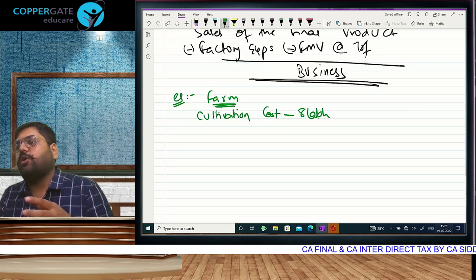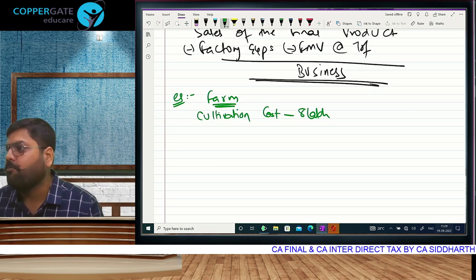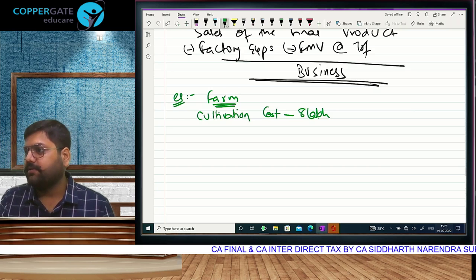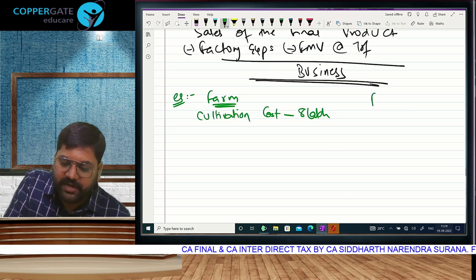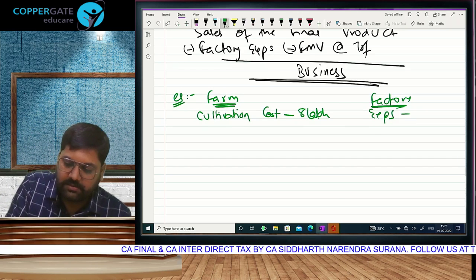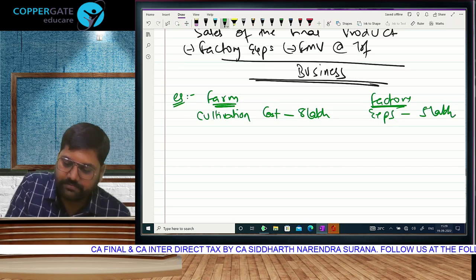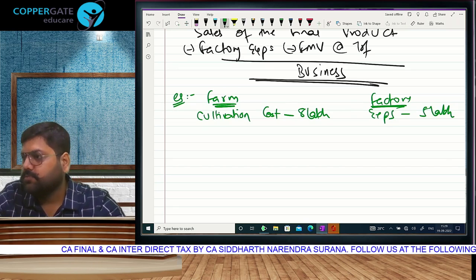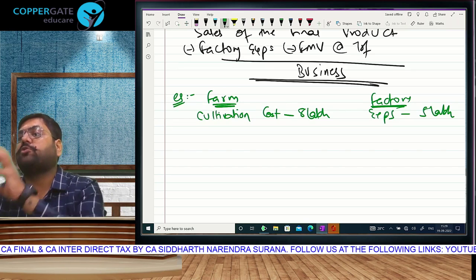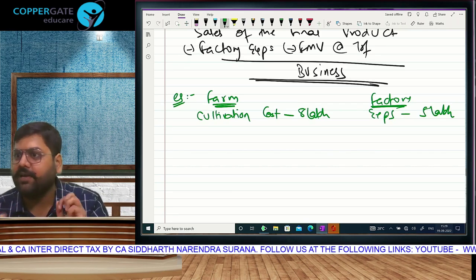After the sugarcane got cultivated for 8 lakh rupees, it is in the form of sugarcane. This was sent to the factory. Once it was sent to the factory, that means now we will have factory expenses of 5 lakh. No problem. Now after incurring the 5 lakh, that means a total of 8 in the farm and 5 in the factory, 13 lakh expense.